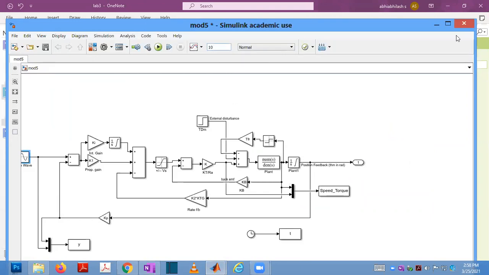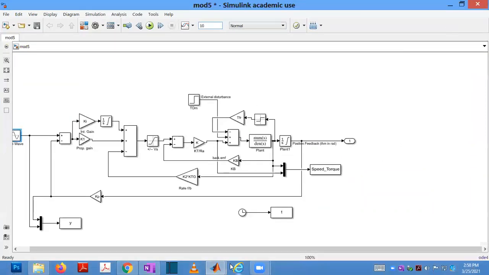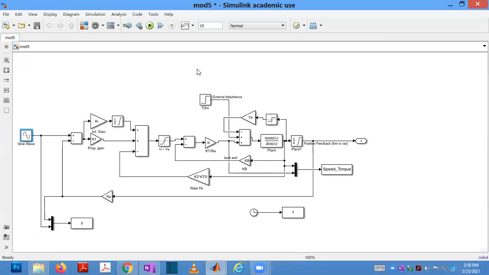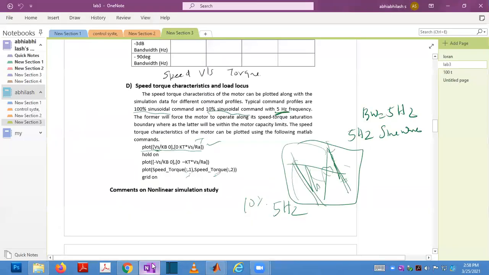Earlier you used max of t. Now you have to use some values, 10 or 20 seconds or something like that. And you have to use a sine wave. Earlier you used t dash r dash. Now you have to use a sine wave. Be careful that this is speed and this one is torque. In the speed torque, the first element is speed and the second element is torque. If you reverse this, you have to change the program accordingly.